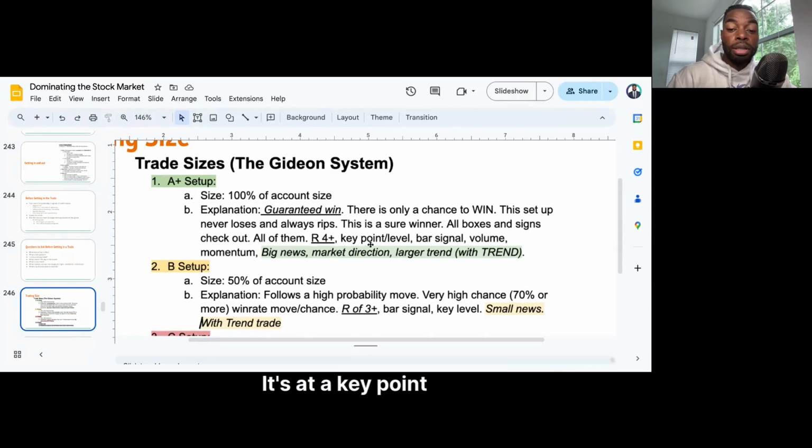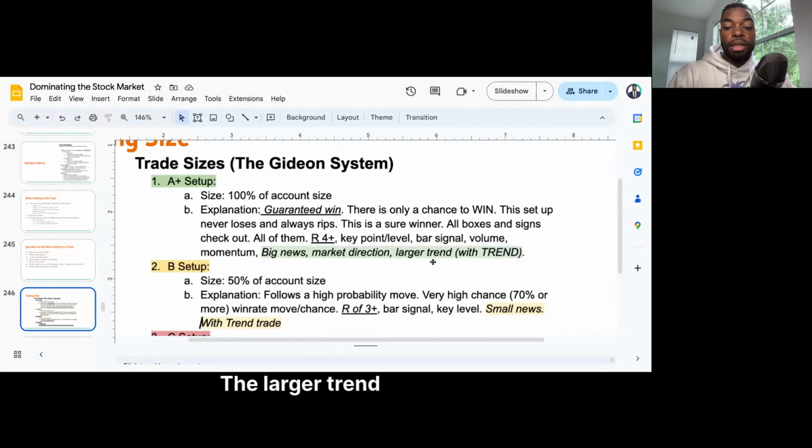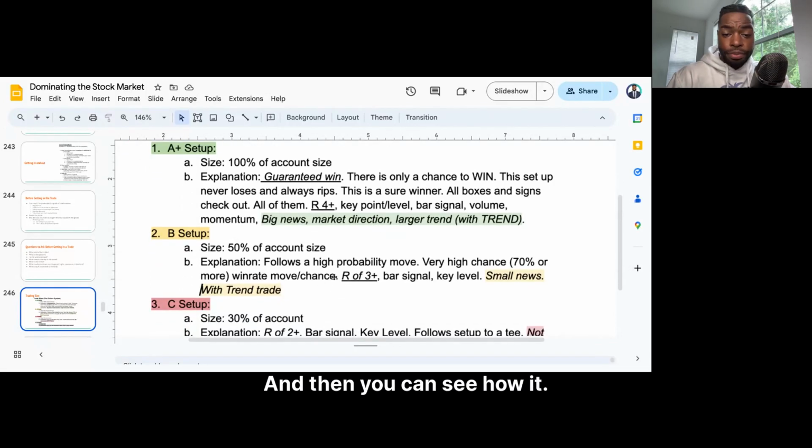It's at a key point or key level. There's a good bar signal. There's good volume. There's momentum. There's big news on this stock. The market direction is following this play that you want to get in. The larger trend is following this play. It's a with trend trade. Okay, and then you can see how it goes down.